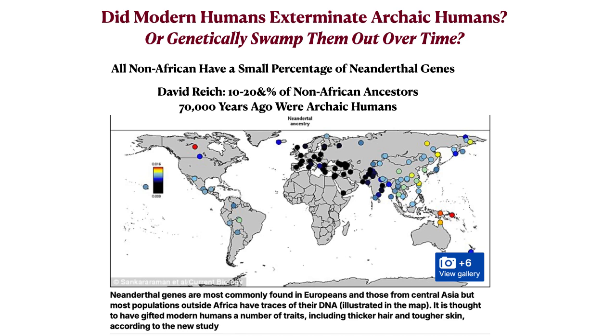Here's another way to look at this, and again, I'm going back to that David Reich interview, and I pose the question: did modern humans exterminate these archaic groups, or did they just genetically swamp them out over time? The latter is an unusual position. David Reich entertains it, which is why I think it's important to bring it up.